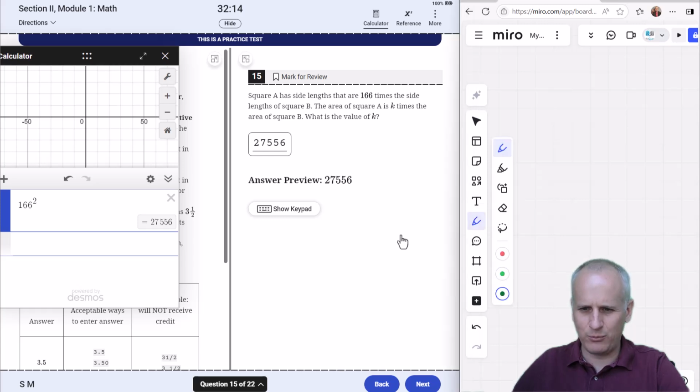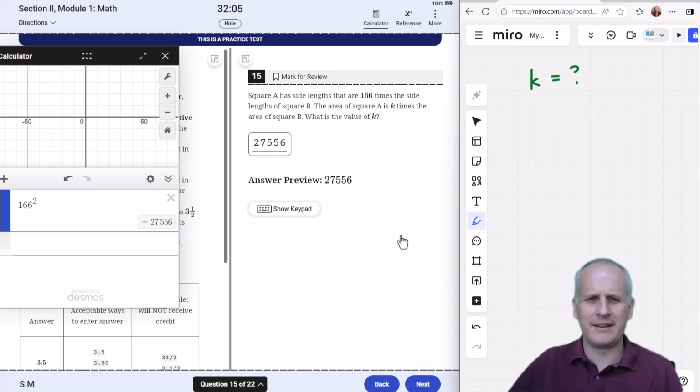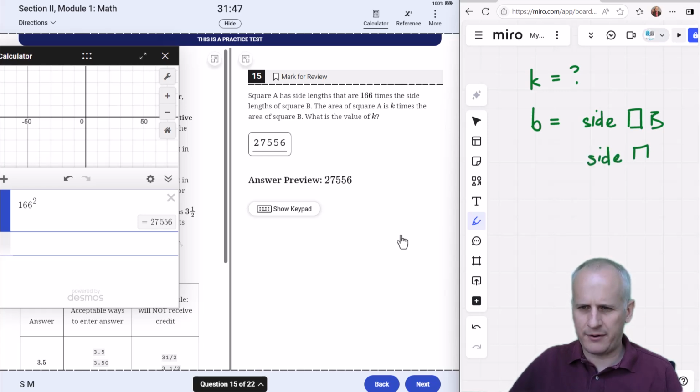And so for the first time, we'll talk about how a model might look. On your scratch pad, you can set up k equals question mark. And we know right now that square A has side lengths that are 166 times the side lengths of square B. So B is going to be the side, and we'll just use the little square symbol of square B. And that means that the side of square A is equal to 166 times B.